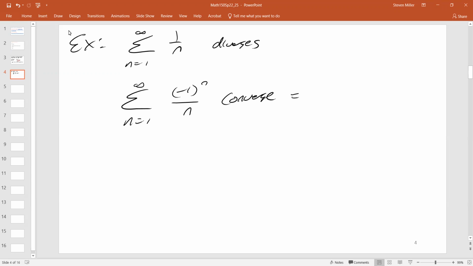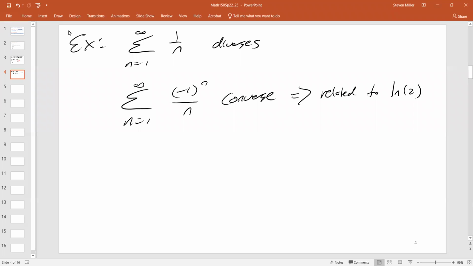And this actually has a nice answer. It's related to the natural log. So when we get to Taylor series, we'll see some nice applications of this. All right, so this is the alternating test.